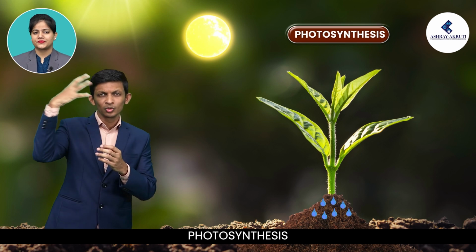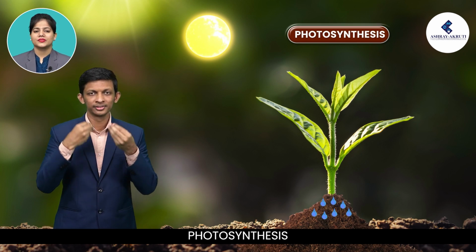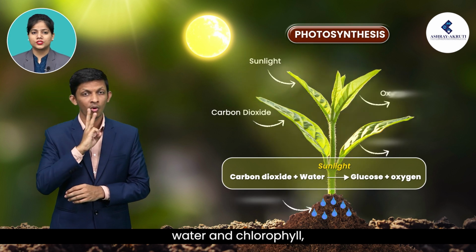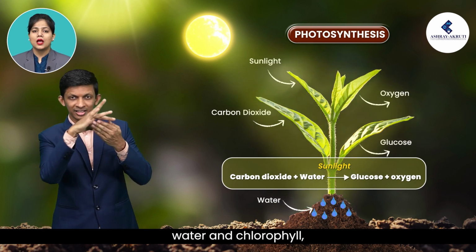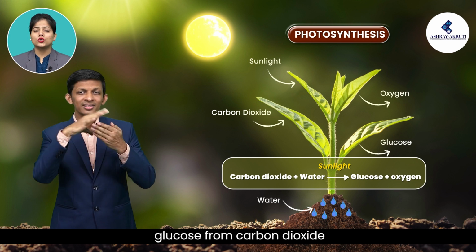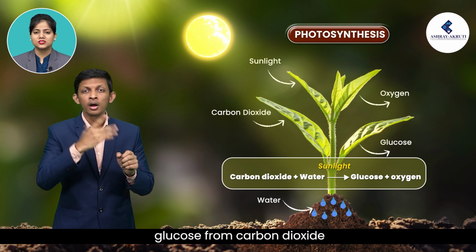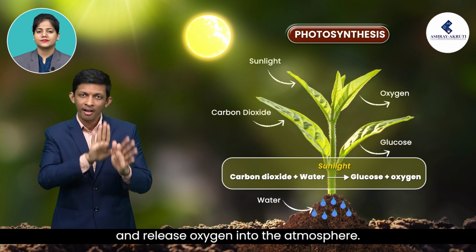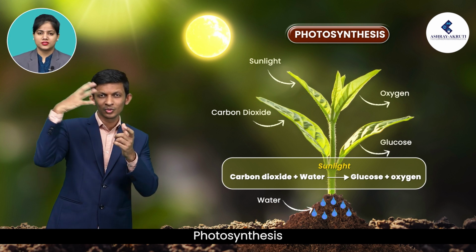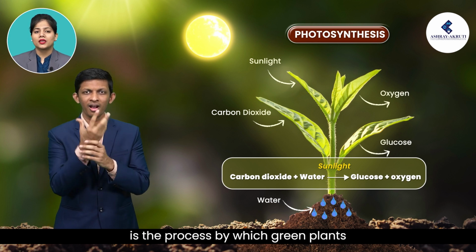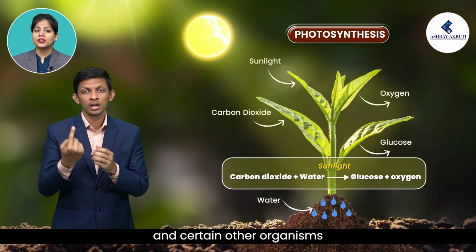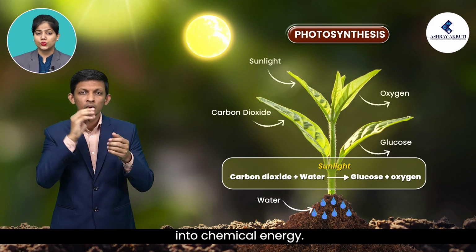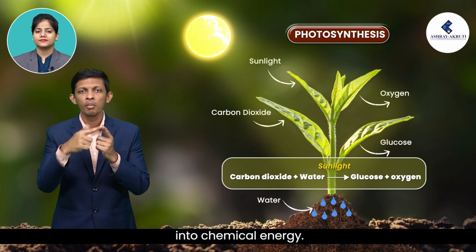Photosynthesis. In the presence of sunlight, water and chlorophyll, plants manufacture glucose from carbon dioxide and release oxygen into the atmosphere. Photosynthesis is the process by which green plants and certain other organisms transform light energy into chemical energy.